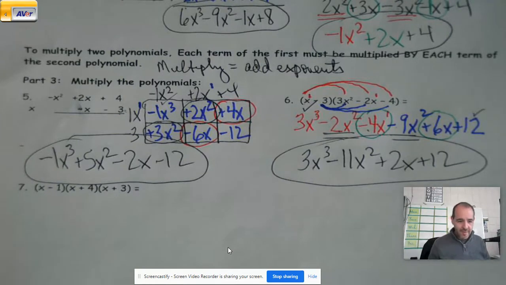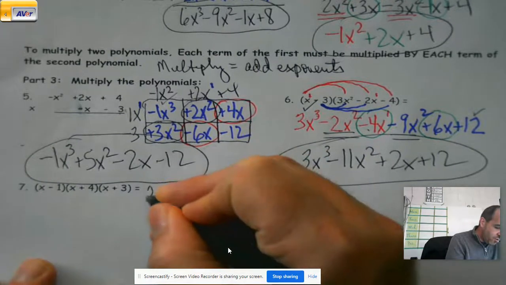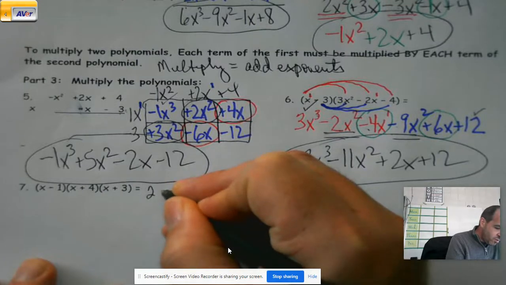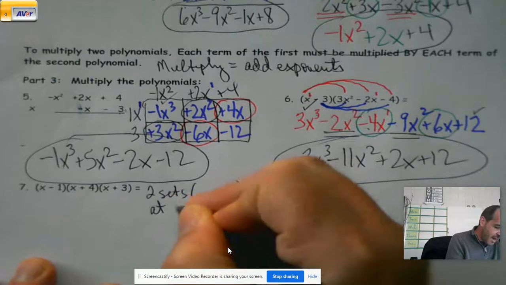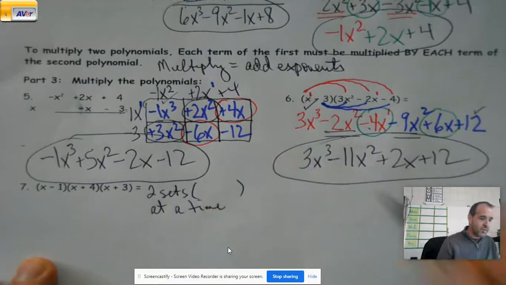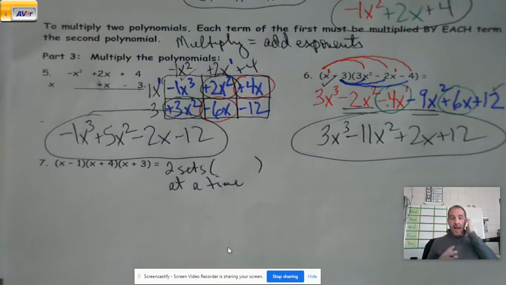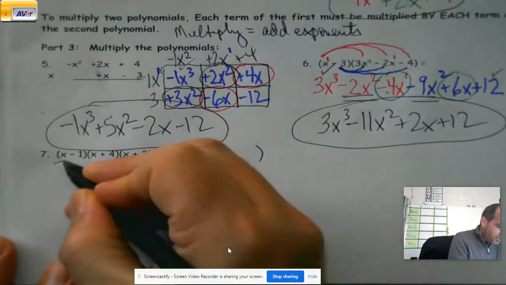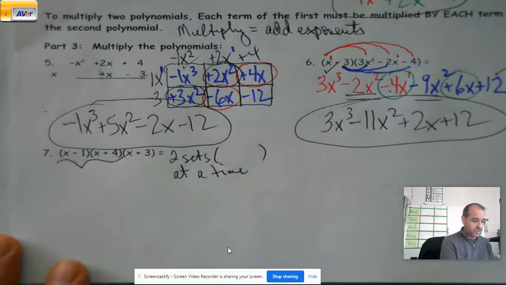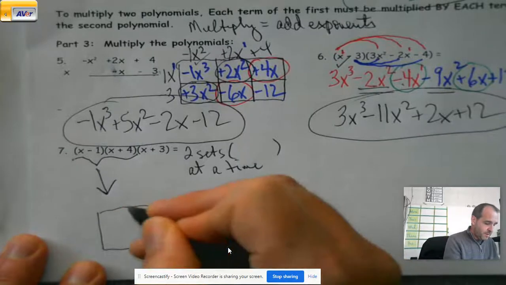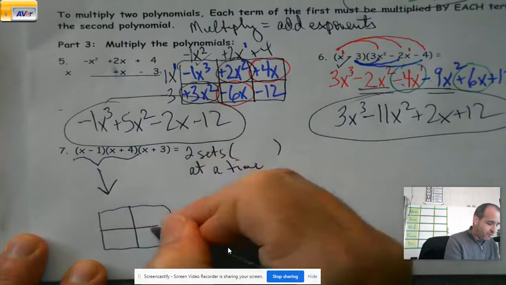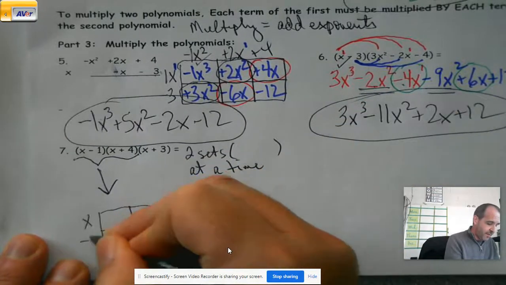No. Okay? We're going to do 2 sets of parentheses at a time. So here's what that's going to look like. I'm going to go back to box mode on this. If you still like distributing, keep distributing, okay? So I'm going to do these 2 first. If you want to FOIL them out like this, you go for it. Let's see if we get the same thing.